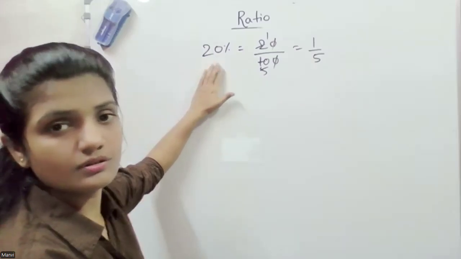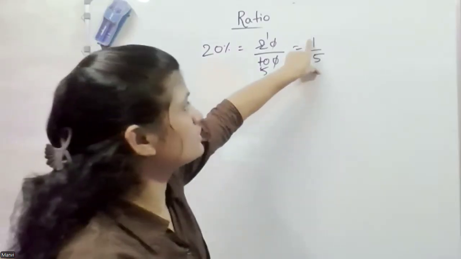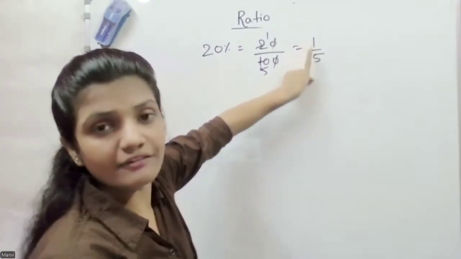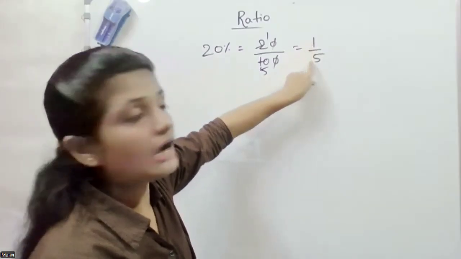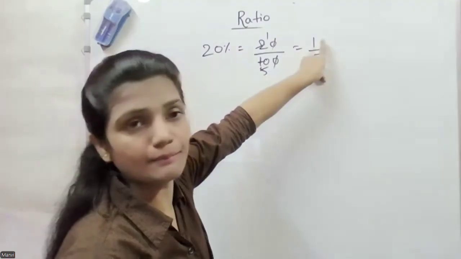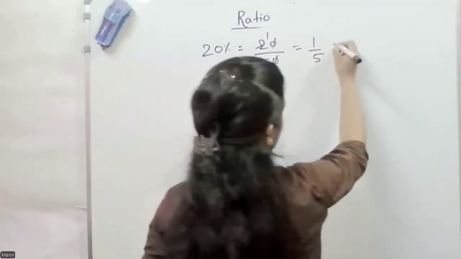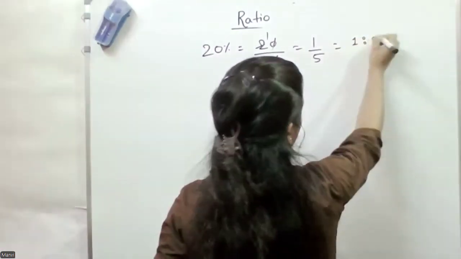Apple to total number of fruit. So this is actually the fraction, 1 by 5. Out of 5 fruit, we have 1 apple. And then we can simply write it as a ratio, like 1 ratio 4.